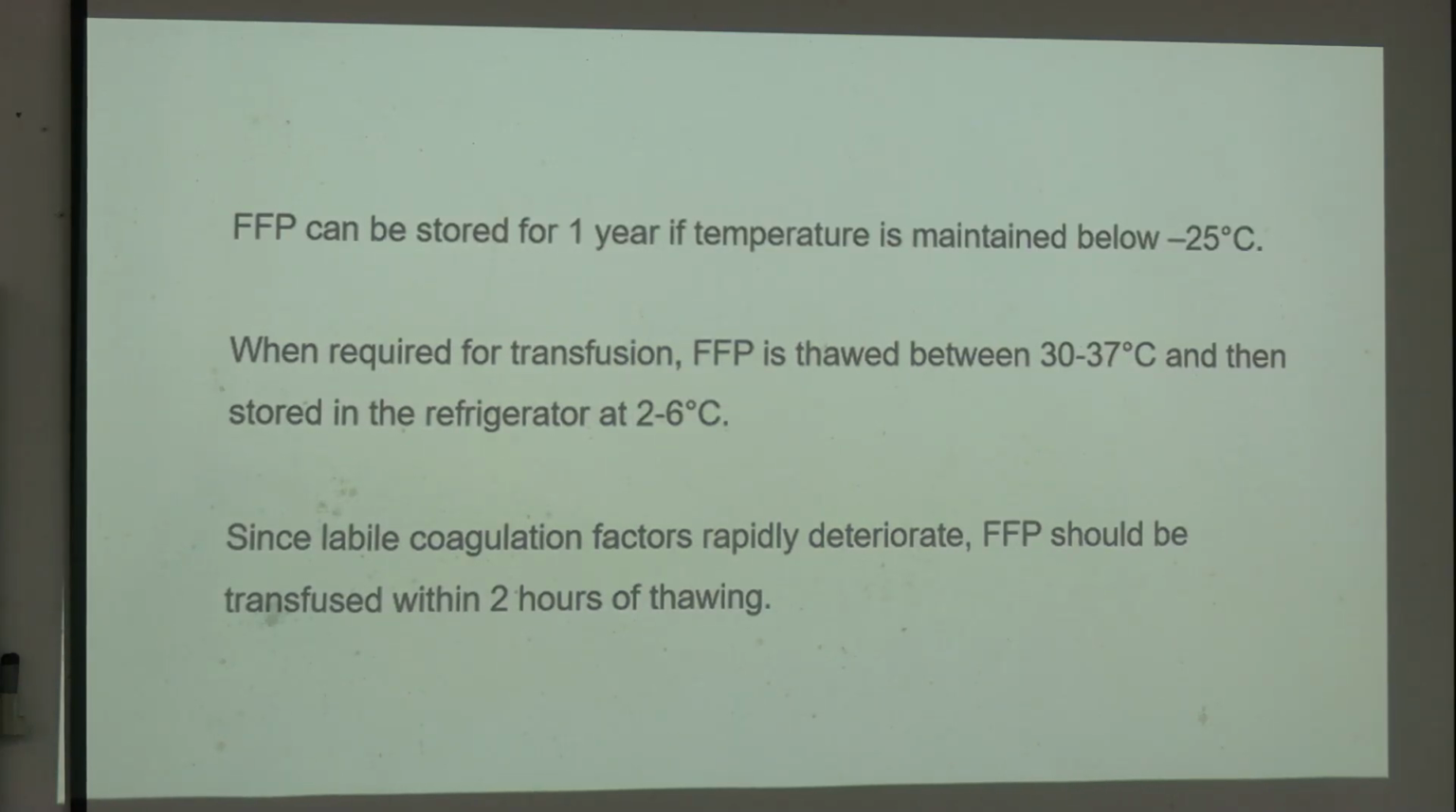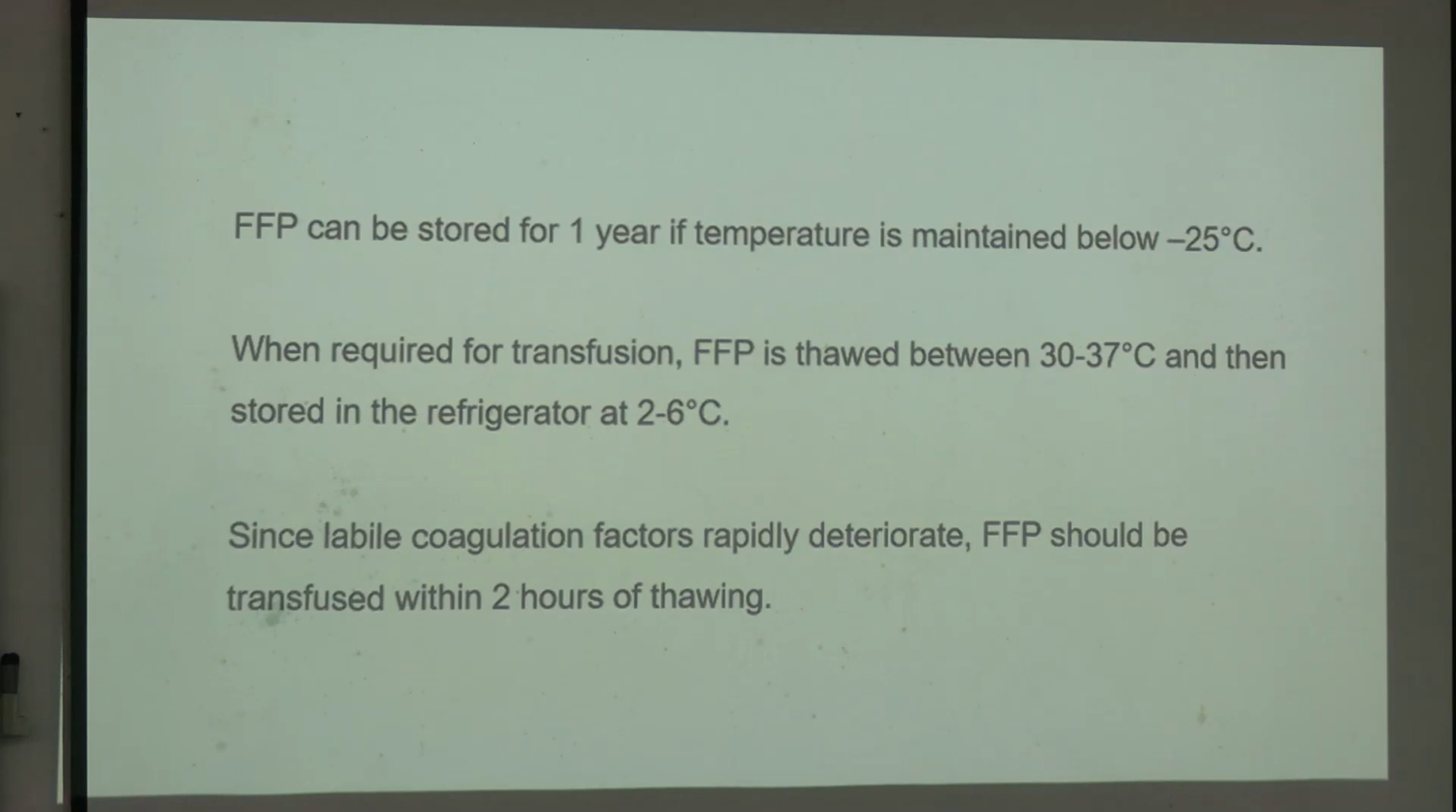FFP can be stored for 1 year if temperature is maintained below -25 degrees centigrade. And since the labile coagulation factors rapidly deteriorate, FFP should be transfused within 2 hours. When we take out FFP from the storage area, we should transfuse it within 2 hours of thawing.